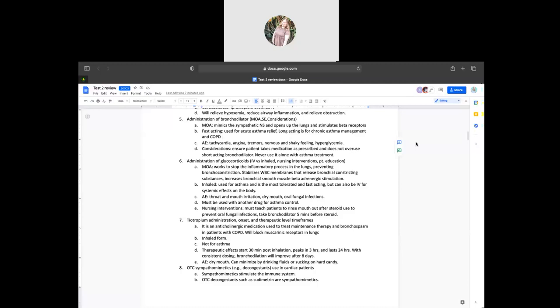So the action of steroids is to stop the inflammatory process in the lungs. It's going to prevent bronchial constriction. It stabilizes white blood cell membranes that release those bronchial-constricting substances. It increases bronchial smooth muscle beta-adrenergic stimulation, meaning it's going to help dilate those bronchi.